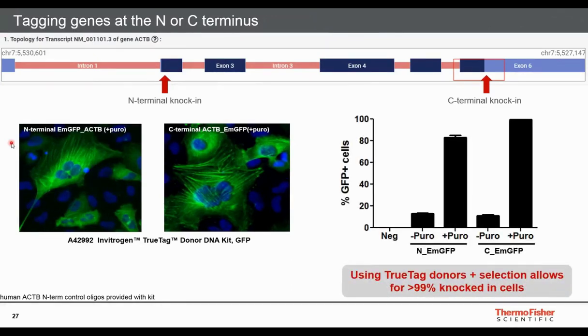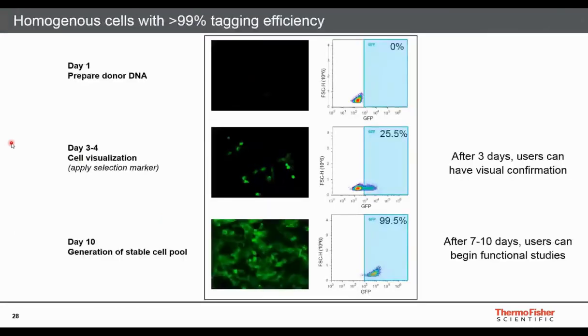And when we look to quantify this, either with or without puromycin selection, we can see that when we apply puromycin selection to the N-terminus fusion, we're able to drive that population to greater than 80%. And when we do this at the C-terminus, we're able to drive this to being greater than 99% positive GFP cells. So the selective pressure here really allows us to get a purified, knocked-in cell population without going through any kind of clonal cell isolation process and having a really purified cell pool that's all knock-in positive cells.